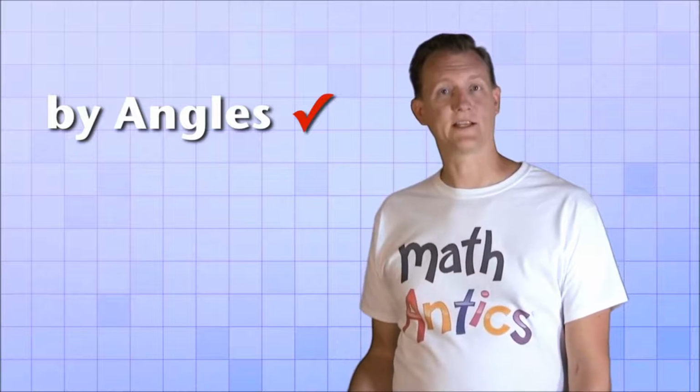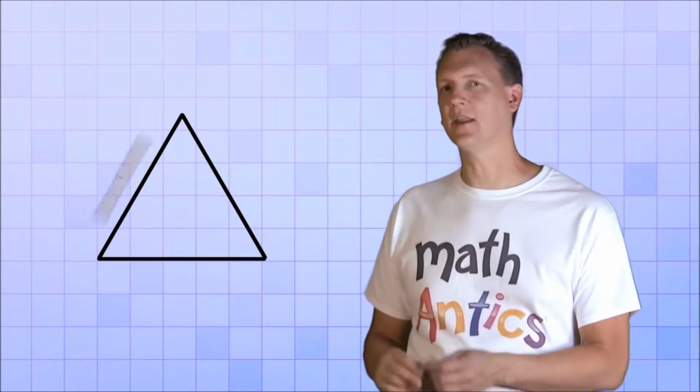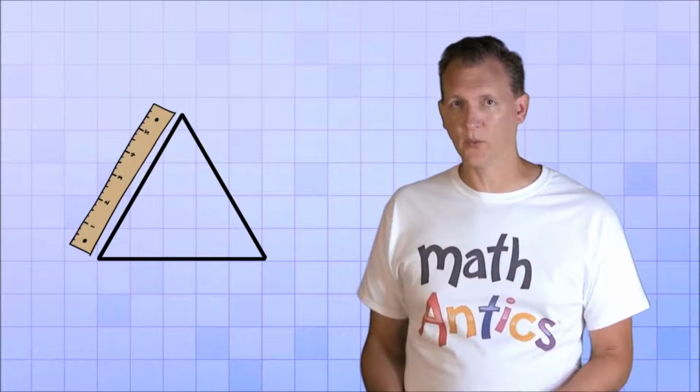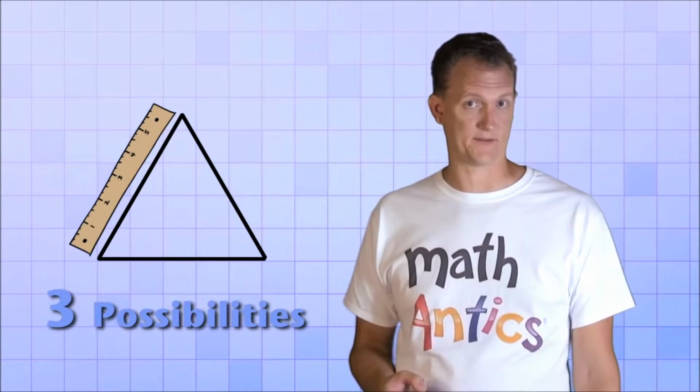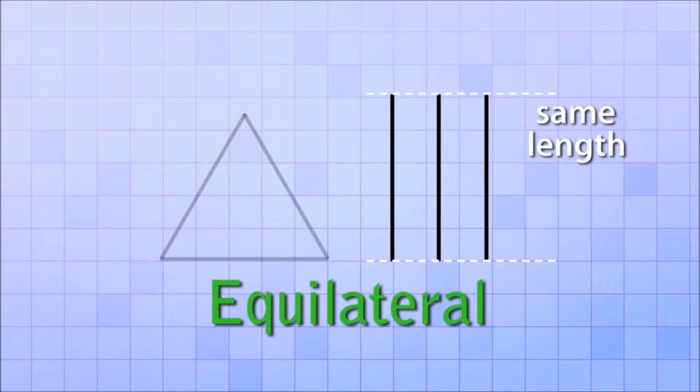But we can also classify triangles by their sides. If we pay close attention to the length of each side of a triangle, we can see that there's 3 possibilities. First of all, if all 3 sides of a triangle are exactly the same length, then we call it an equilateral triangle. It's kind of a long word, but it's easy to remember because it sounds like it has the word equal in it.